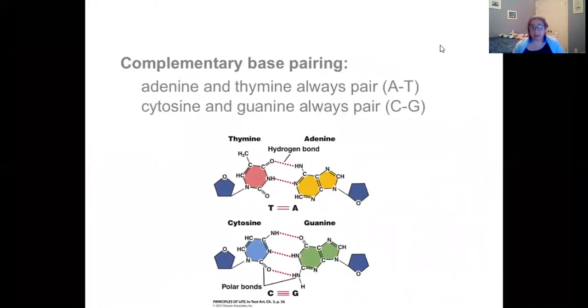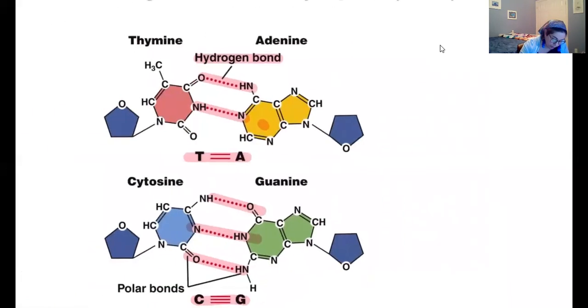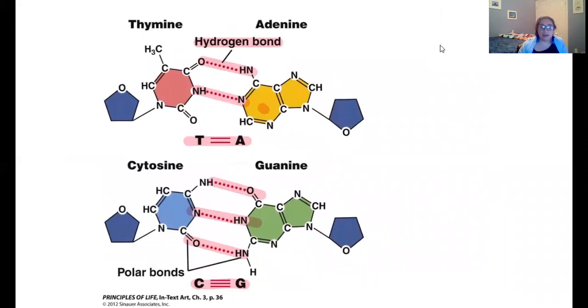Your complementary base pairing is between the nitrogenous bases themselves. Between the nitrogenous bases, you're going to get adenine and thymine that pair. And what I want you to take note of here is that there are some hydrogen bonds, labeled hydrogen bonds, between these two. Thymine and adenine will form 2 hydrogen bonds between them. Cytosine and guanine have 3. See the picture down here? It's got 3 lines to show you that there are 3 hydrogen bonds.